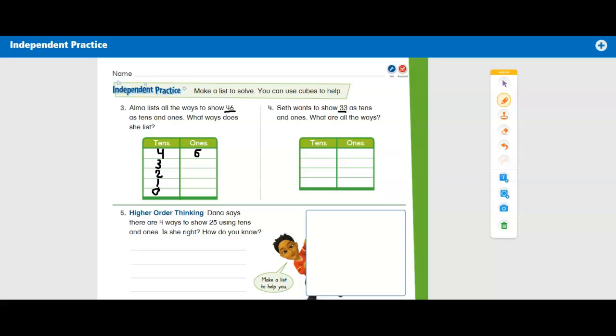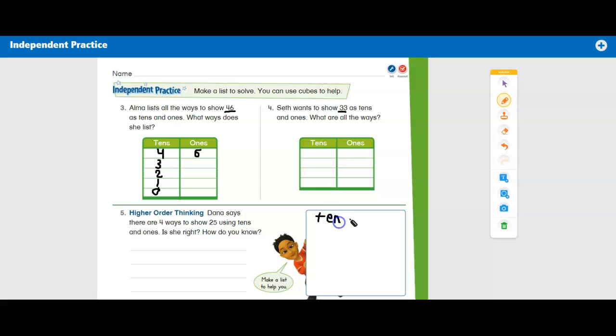Number 5 says higher order thinking. Dana says there are 4 ways to show 25 using tens and ones. Is she right? How do you know? Our friend says make a list to help you. Let's make the list together for number 5.